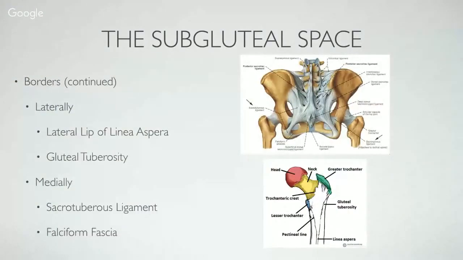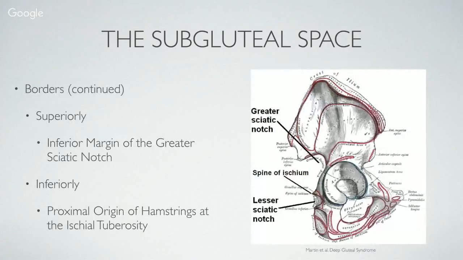The lateral border is made up of the lateral lip of the linea aspera, which you can see running right along here, and the gluteal tuberosity. So it's your femur on the right. The medial border is the sacrospinous ligament, or the sacrotuberous ligament right here. Superiorly, the inferior margin of the greater sciatic notch marks off the superior border. The inferior border is marked off by the proximal origin of the hamstrings at the ischial tuberosity. The greater sciatic notch is pretty clearly marked, and then the ischial tuberosity is right here.